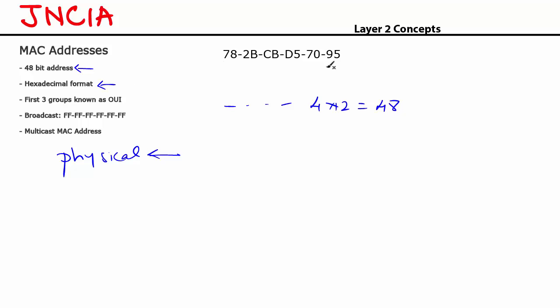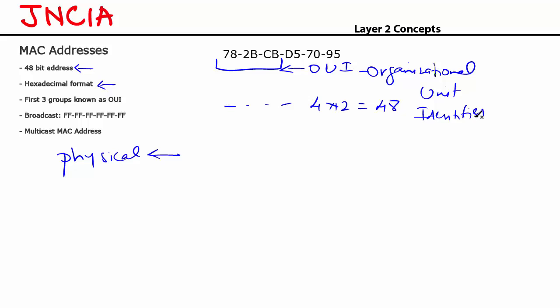Out of the 6 groups of hexadecimal characters, the first 3 groups combined is called the OUI. It's also known as the Organizational Unit Identifier. The OUI is used to identify the manufacturer of the network equipment. So these 3 groups will help you identify who manufactured the network equipment. It's also called OUI.